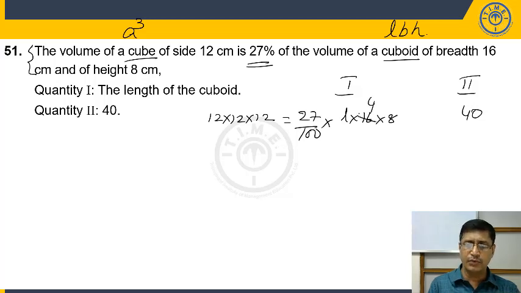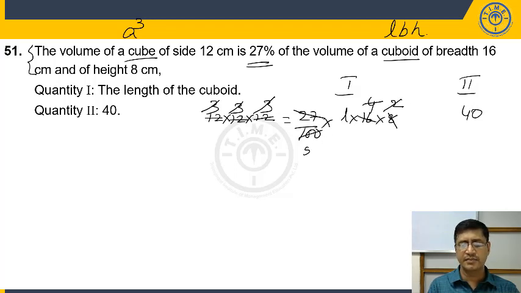4 goes exactly 4 times in 16. Now we can cancel 4 again in 12, by 3 times. 4 goes exactly 2 times, whereas here 3 times. The product of 3, 3 and 3 is 27. Now what about the L value? 2 goes in 100 exactly 50 times. The value of L is equal to 50.